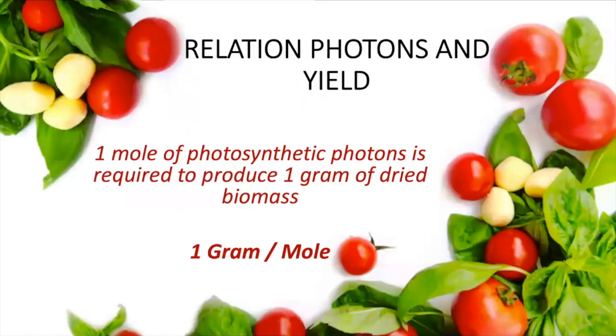You have probably already heard that 1 gram is equal to 1 mole. If not, let's start from there. 1 mole of photosynthetic photons is required to produce 1 gram of dried biomass, which is yield.